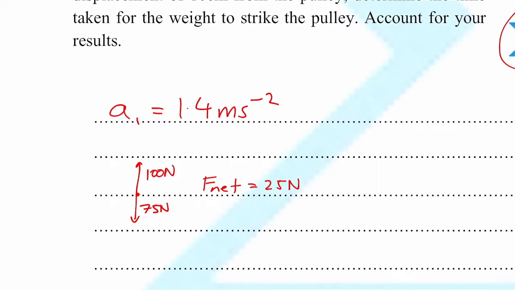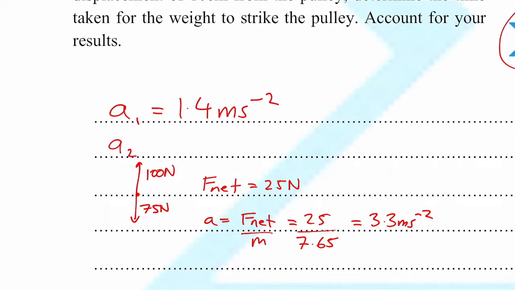Now whereas the 25 Newton net force is causing the acceleration of the entire system on the left-hand side, it's only causing the acceleration of the 75 Newton sigma on the right-hand side. Okay, so to find acceleration, we need to say a is equal to F net on m, where again the net force is just that 25 Newton force, and now our mass of the 75 Newton object is just 7.65 kilos. So this gives us an acceleration of about 3.3 m/s². Okay, so now we've found our two accelerations.